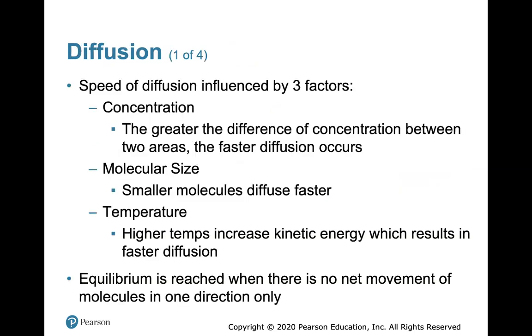The speed of diffusion is influenced by the concentration of the 2 areas. So the greater the difference of concentration, meaning if you put a more strongly concentrated dye, the faster diffusion occurs. Molecular size, smaller molecules diffuse much faster than larger ones, and temperature. Higher temperature increases the kinetic energy, so it increases the molecules bouncing off of each other, which results in faster diffusion. Equilibrium is only really reached when there's no net movement of molecules, and the net movement is in both directions.